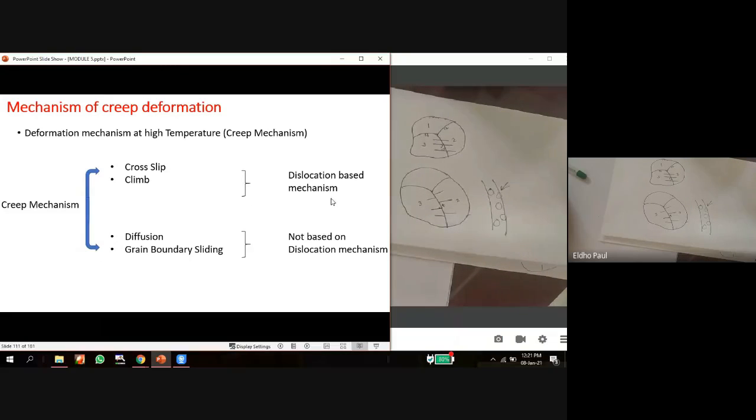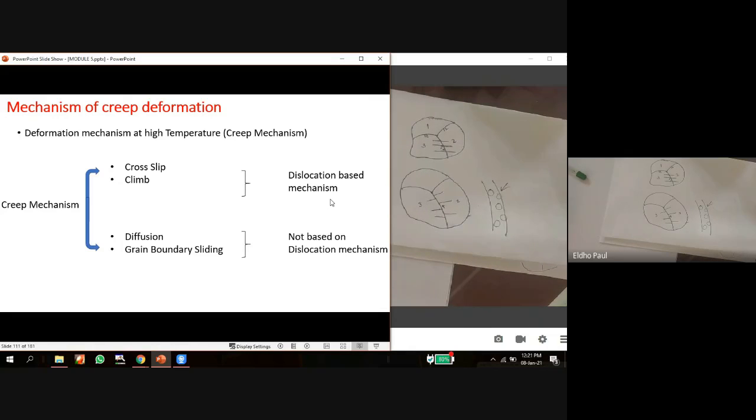Okay, so the next one is the mechanism of creep deformation. So what happens inside the material at elevated temperature and constant load with respect to time, how this deformation happens inside the material. So that is explaining the mechanism of creep deformation.